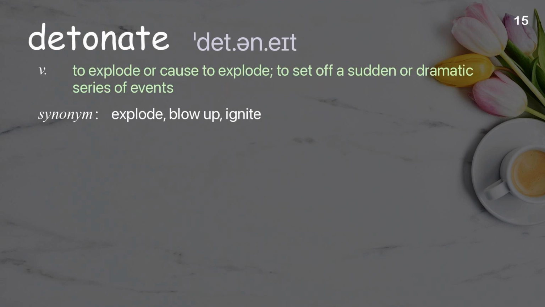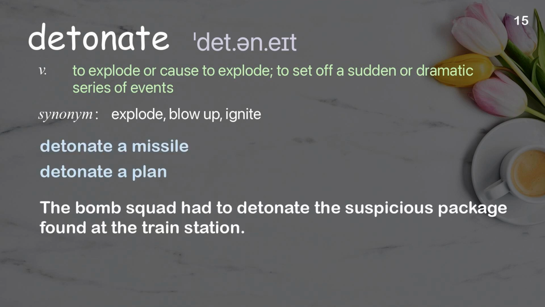Detonate. To explode or cause to explode, to set off a sudden or dramatic series of events. Examples: Detonate a missile. Detonate a plan. The bomb squad had to detonate the suspicious package found at the train station.